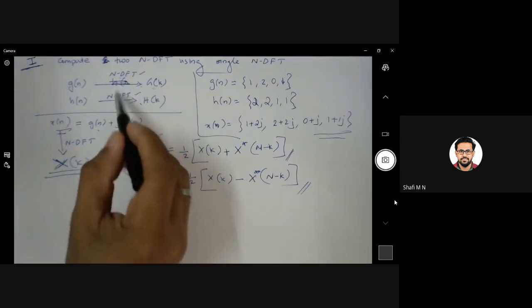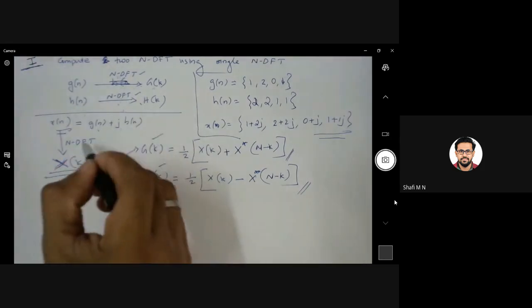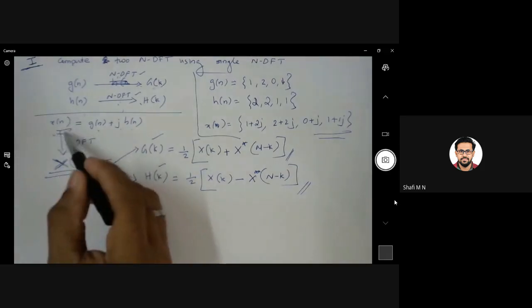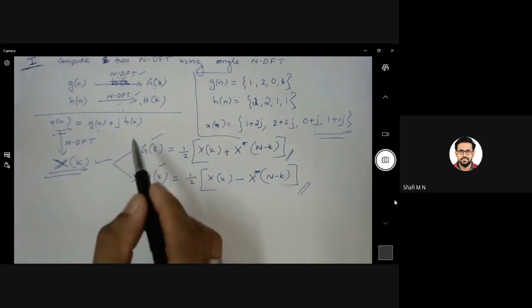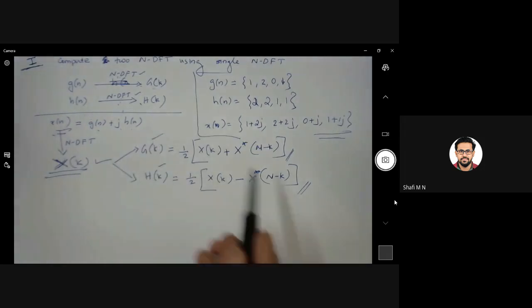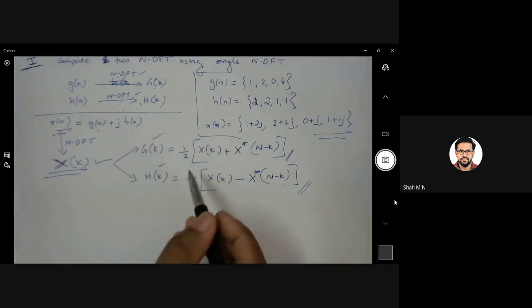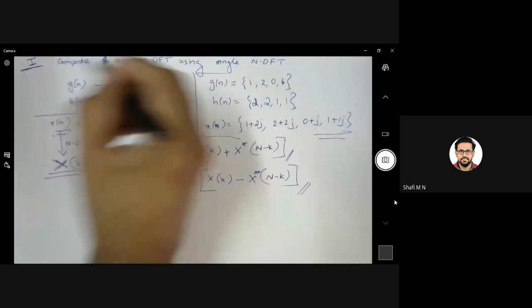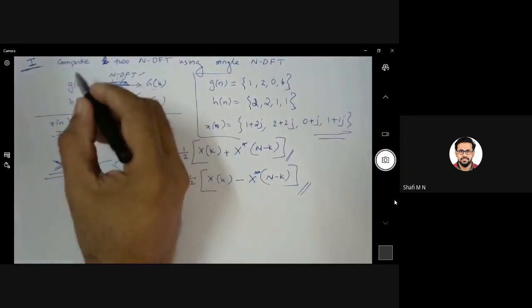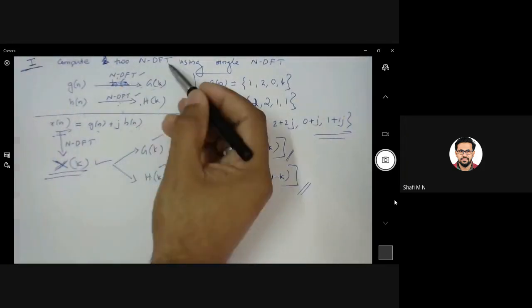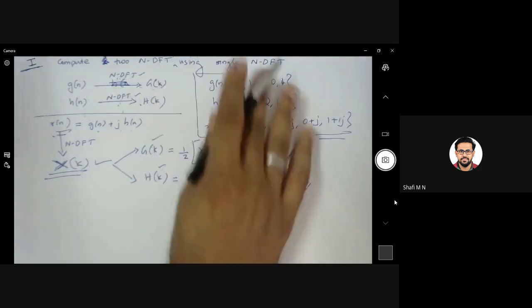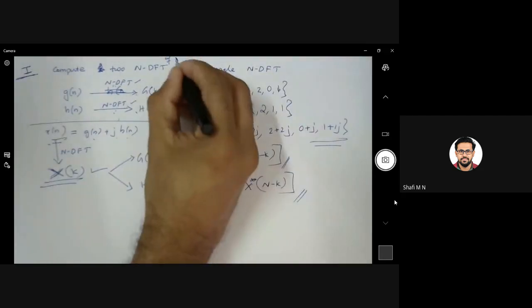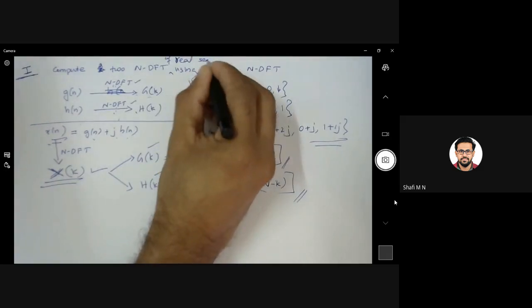Then instead of using these two endpoint DFTs, you can use a single endpoint DFT. So the method is you have to combine the individual sequences like this, x of n. So there is a limitation for this particular method. This is applicable only for real sequences. So the heading can be modified like this: compute two endpoint DFT of real sequence. I would like to modify it like this: of real sequence.